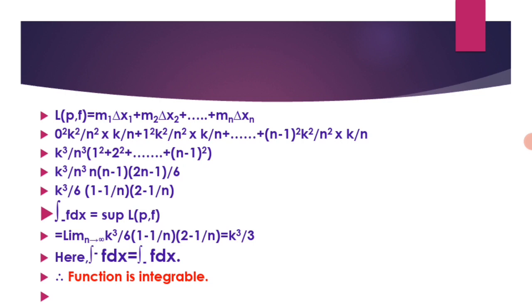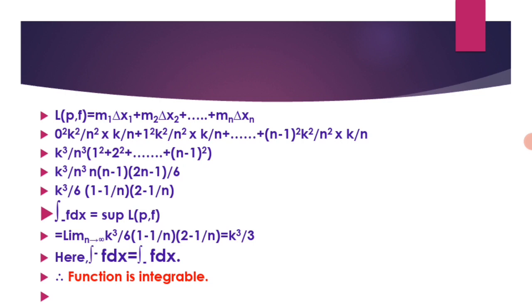Then the lower sum equals M1 into delta x1 plus M2 into delta x2 plus up to Mn into delta xn. Here we have to consider the lower values of the subintervals. Then we have 0 square k square upon n square into k by n plus 1 square k square upon n square into k by n plus up to (n minus 1) whole square k square upon n square into k by n. Here we have to take the lower values. Then (n minus 1) whole square k square upon n square is the value before nk by n. So we have to consider that.